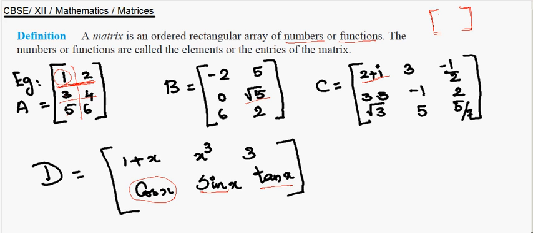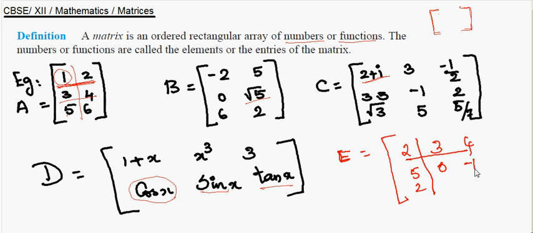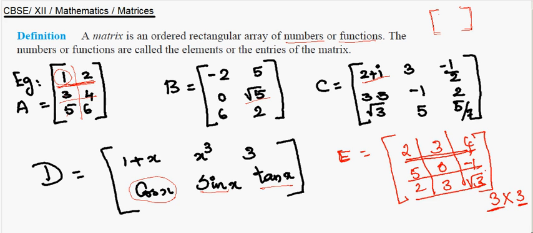For example, you can define a matrix E, represented with a capital letter. Then 2 3 4, this is the first row, and 5 2, this vertical arrangement is called the first column. Then 0 minus 1 3 and root 3. In this case you have how many horizontal rows? It is 3 rows and 3 columns. So you can represent it as 3 by 3, where the first number represents rows and the second represents columns.